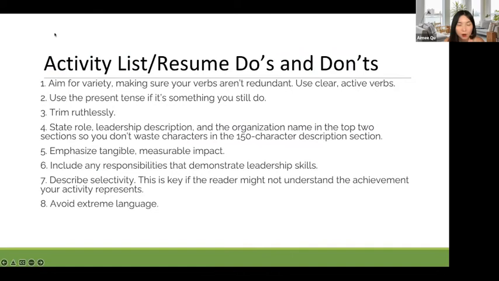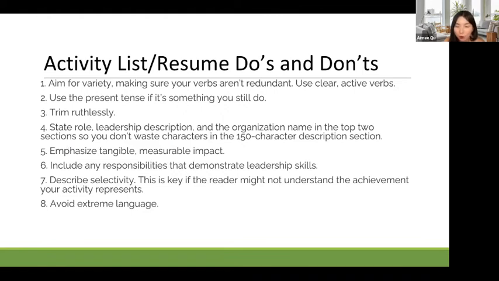Okay, here are some activity list and resume do's and don'ts, because I think it's also helpful to know how you want to draft these, just so that you know in a way also how you should think about your extracurricular profile. Because I always tell my students, you don't want to be aimless in your extracurricular activities. You want to have a goal for this club you're a part of, right? You want to think, what do I want to accomplish in this club? Why am I in this club? How am I going to be invested in this club?